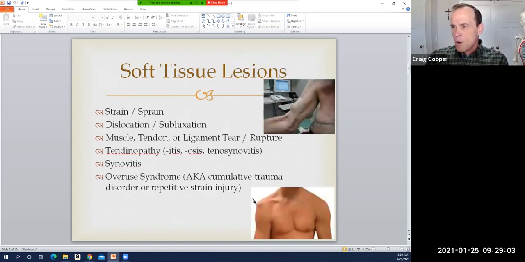So we've got our different types of soft tissue lesions. Strain and sprain, hopefully you know the difference on those. Strain is going to involve muscle or tendon. Sprain is going to be ligament, joint capsule, potentially. Dislocation, you're likely to have more of a sprain go along with a dislocation. Certainly you could dislocate far enough that you damage muscle tissue, but usually when we're looking at a dislocation, it's going to be the supporting ligaments that are overstretched the most to allow that joint to move out of place.